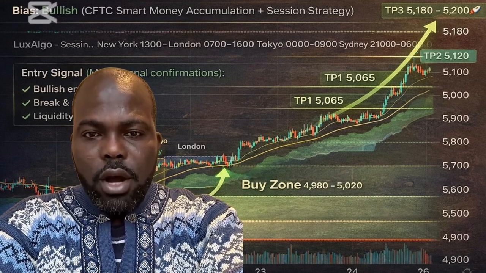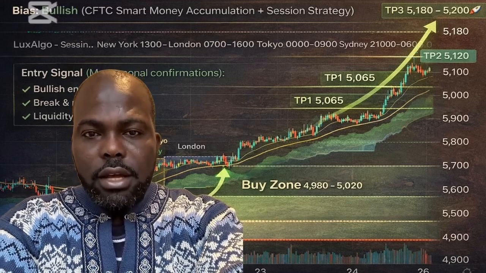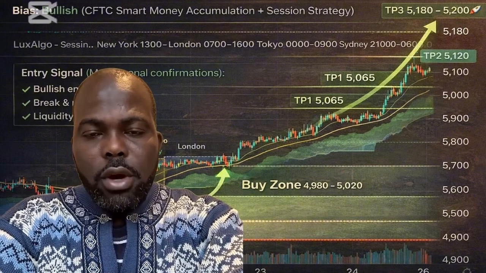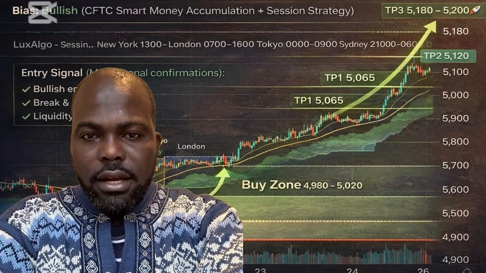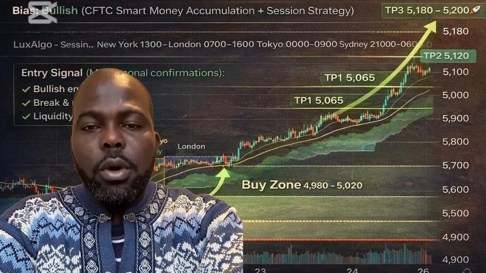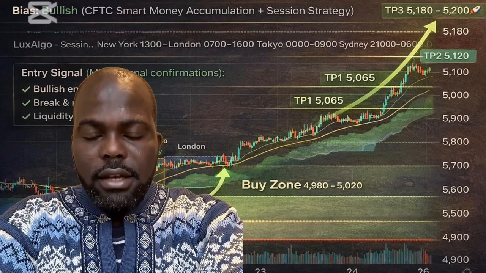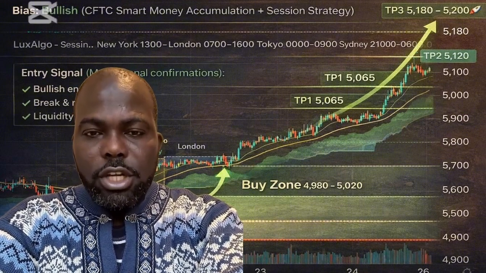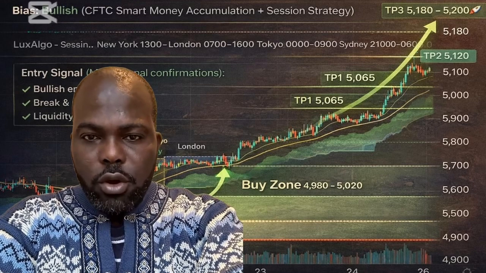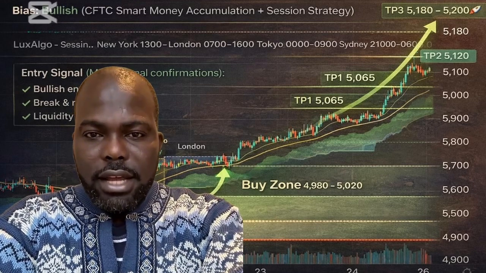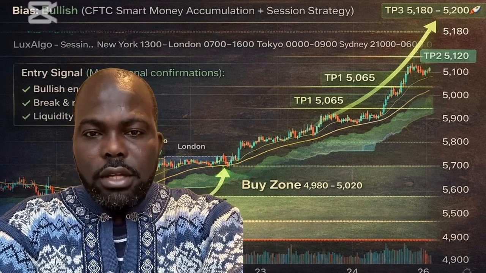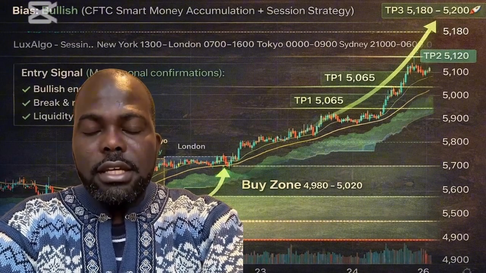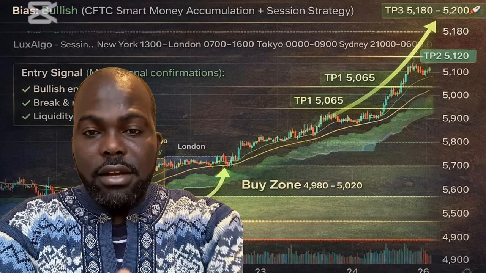Now, to increase your probability and avoid unnecessary losses, you must trade in alignment with the overall trend. This is where EMA 200 comes in. EMA 200 helps you understand the dominant direction of the market. If price is above EMA 200, the market is generally bullish and you should focus only on buying from support. If price is below EMA 200, the market is bearish and you should focus only on selling from resistance. This keeps you trading with momentum instead of fighting it.